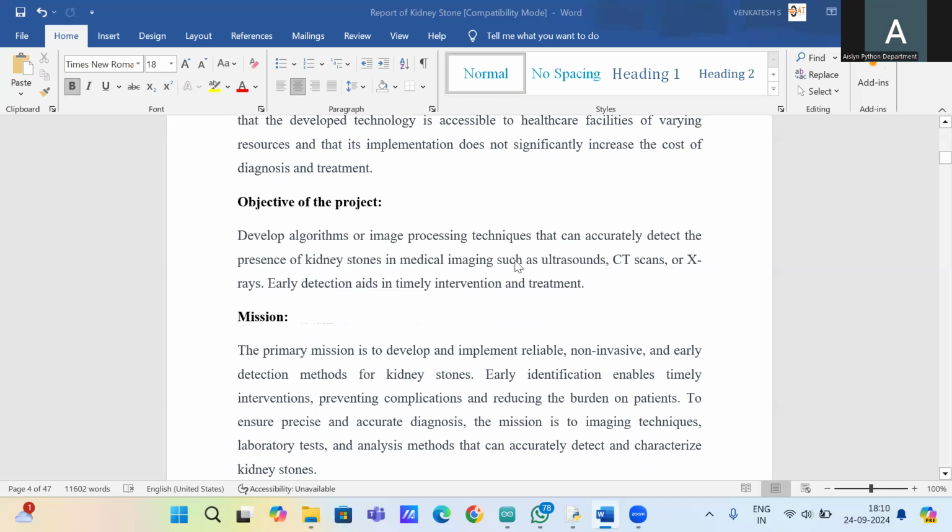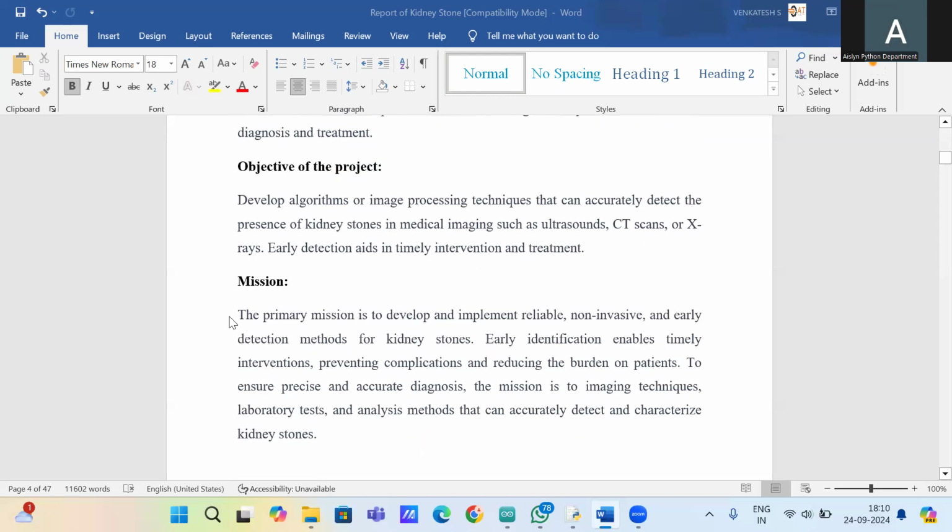Our objective in this project is to develop algorithms or image processing techniques that can accurately detect the presence of kidney stones in medical imaging such as ultrasound, CT scan, or X-rays. Early detection aids timely intervention and treatment.